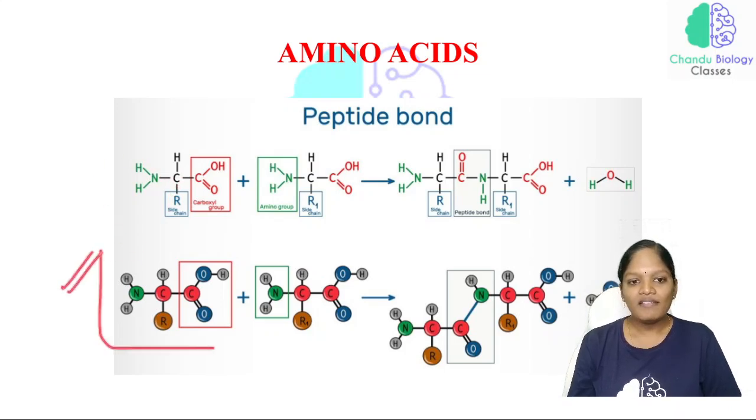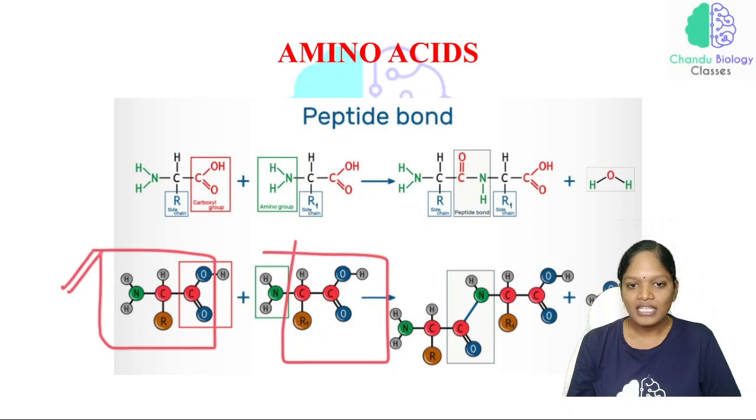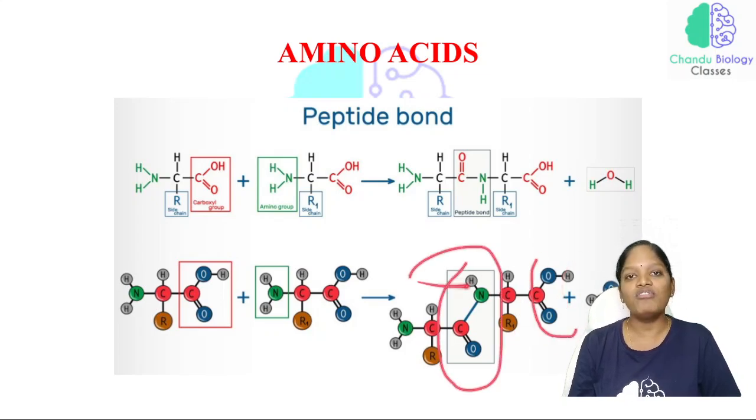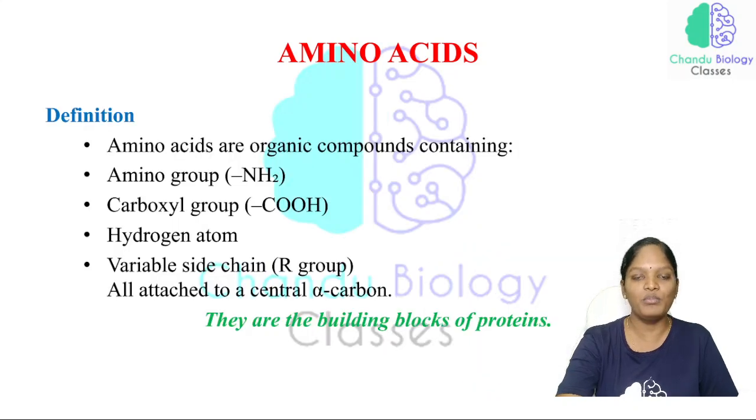See, this is one amino acid and this is another amino acid. Here the OH group has been removed and here the H group from the amino group has been removed. Now as a result of this, a hydrogen molecule has been eliminated. Now this is the bond formation. What is the name of the bond? Peptide bond formation. This is very important.